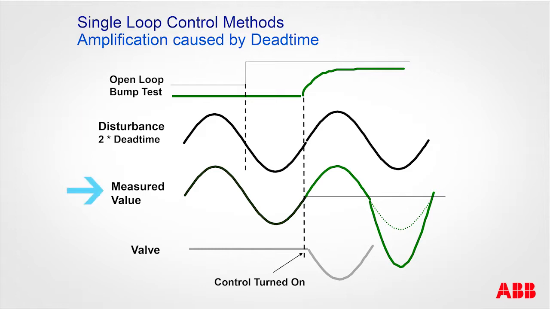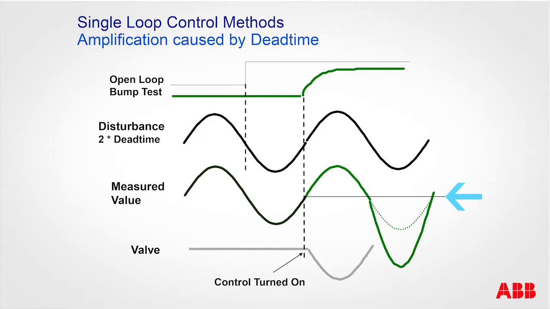Okay, I turn control off over here, and the process is impacted directly by the disturbance. This vertical line represents when I turn control on. So here the process is being affected by the disturbance 100%, with a disturbance that is exactly twice the dead time. Okay, that's the setup. Now I turn control on, so now I have a set point.